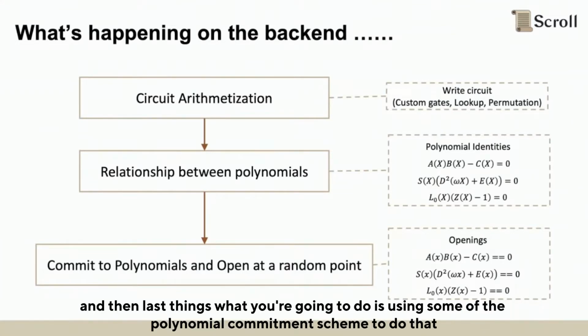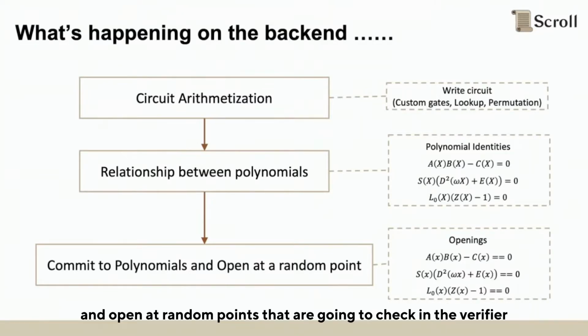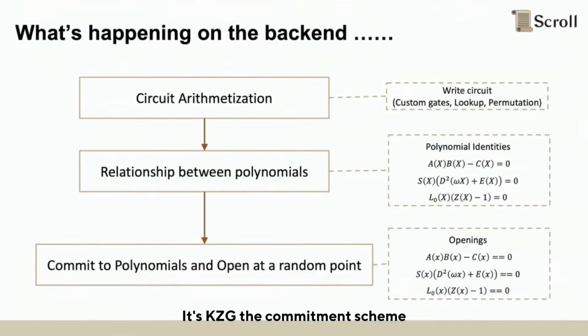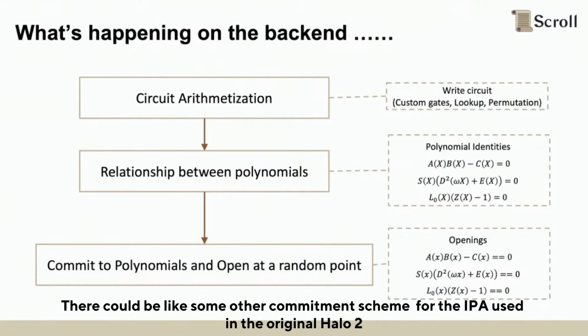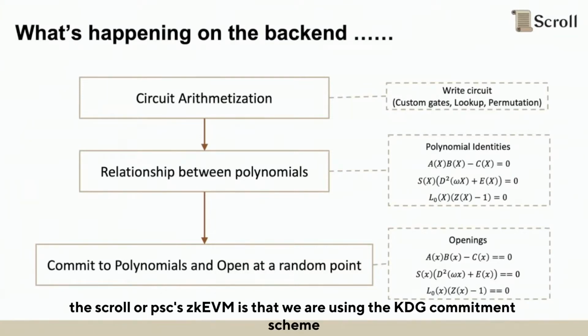And then the last thing is using a polynomial commitment scheme. In our particular case, you commit to your polynomials and then open at random points that the verifier is going to check. What we're using for the polynomial commitment scheme is KZG. There could be other commitment schemes, for example the IPA used in the original Halo2, and FRI as another commitment scheme. But in our prover for the zkEVM, the Scroll or PSE zkEVM, we are just using the KZG commitment scheme.